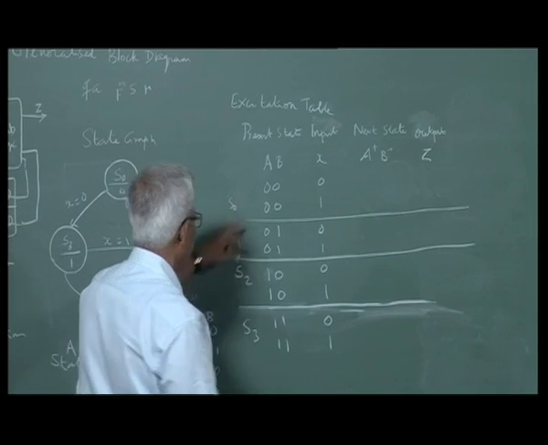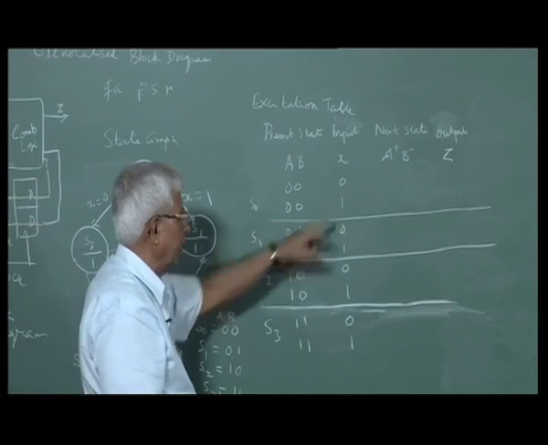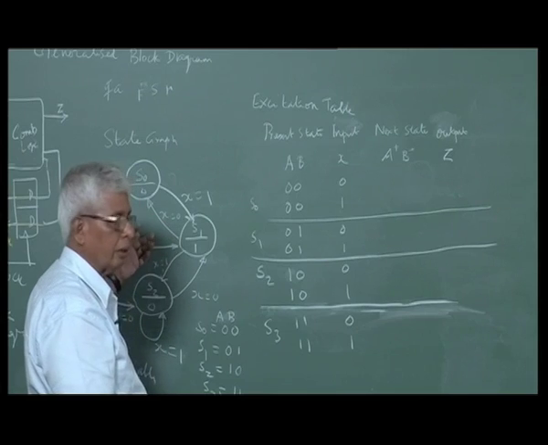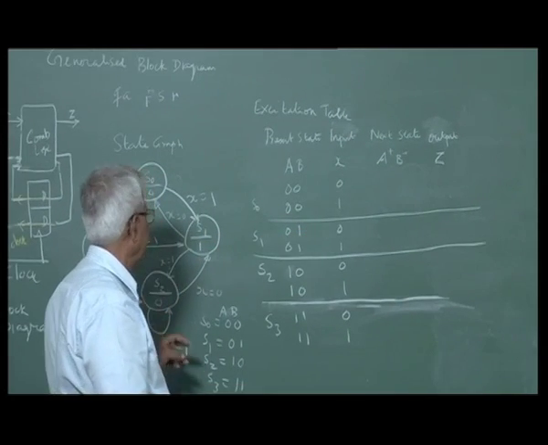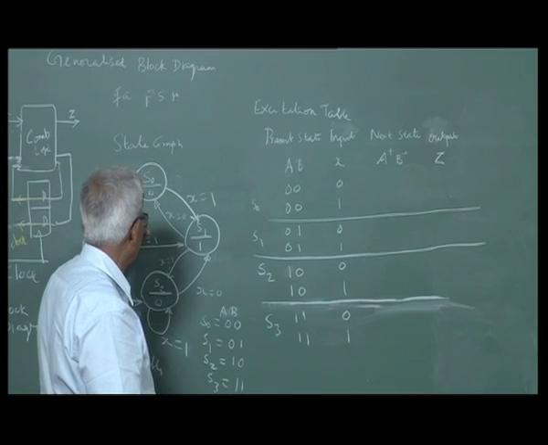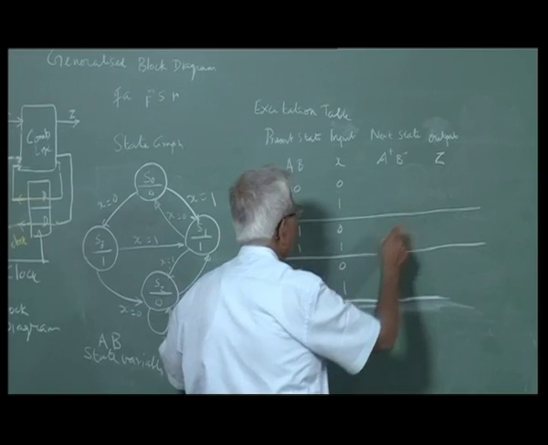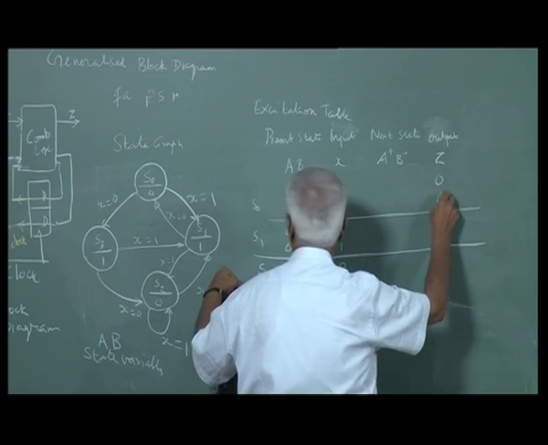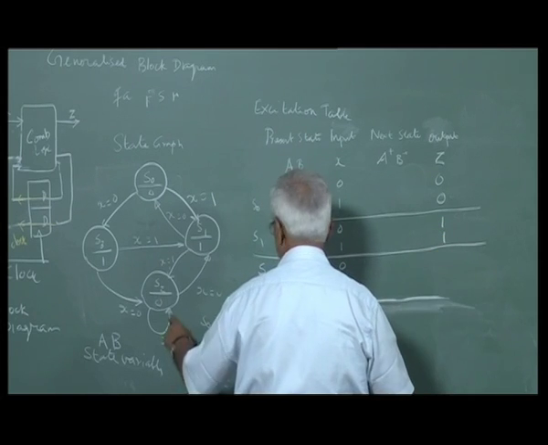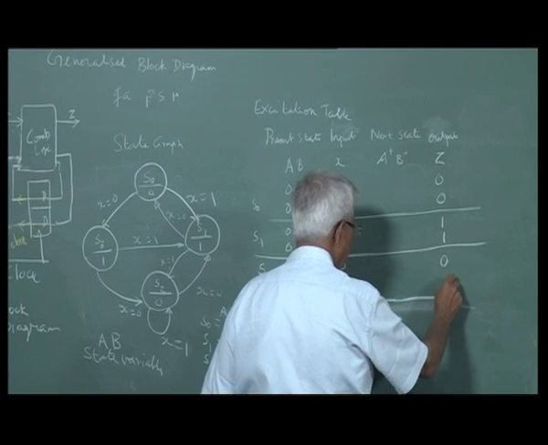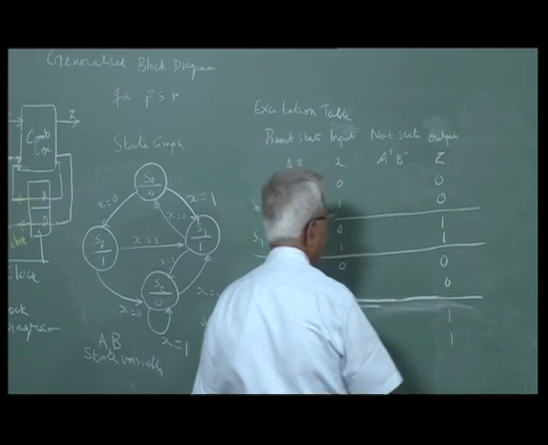So if the present state is 0, 0, X input is 0, what is the next state? You can see it from here. Present state is 0, 0, X input is 1, what is the next state? Z is the output, which is within the state. So whenever the circuit is in S0, the output is 0. Whenever the circuit is in S1, the output is 1. Whenever the circuit is in S2, the output is 0. Whenever the circuit is in S3, its output is 0. So this is easy to draw.